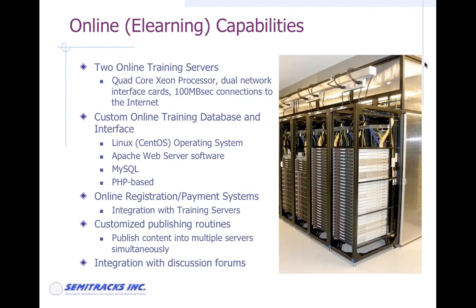If we look at our online or e-learning capabilities, our online training systems sit in a server farm. We use 2 online training servers. They're quad-core Xeon processors that have high-speed interfaces out onto the internet. We have a custom online training database and interface. This was developed using something called the LAMP model. So Linux is the operating system. Apache is the web server software. We use MySQL for the database. And the coding is based on PHP.